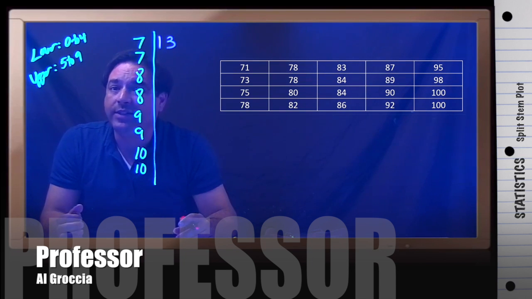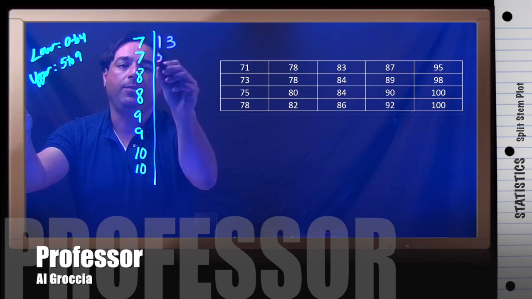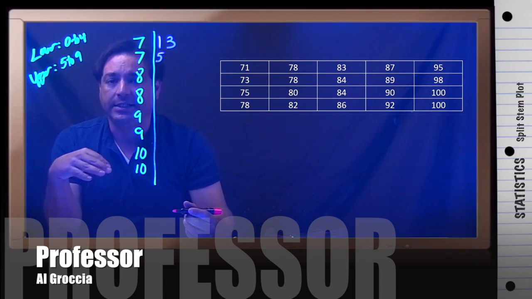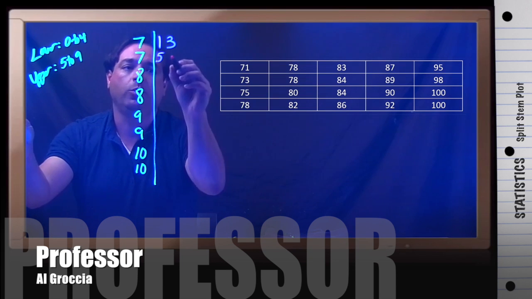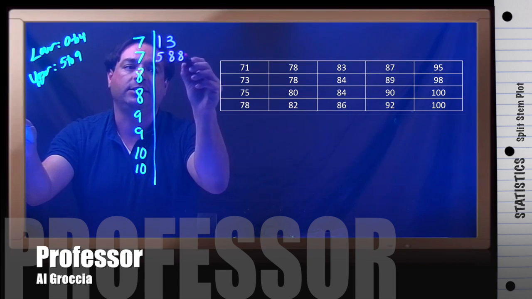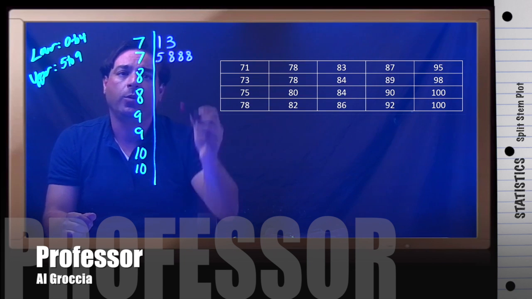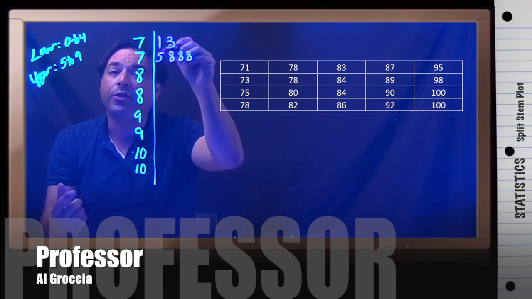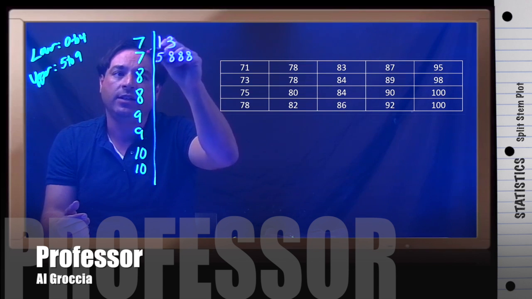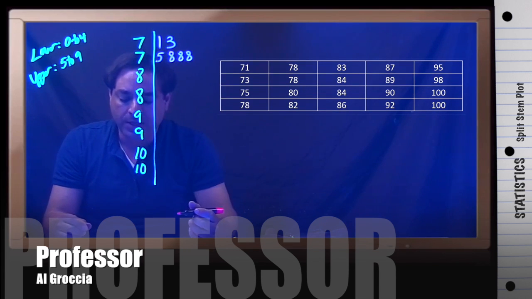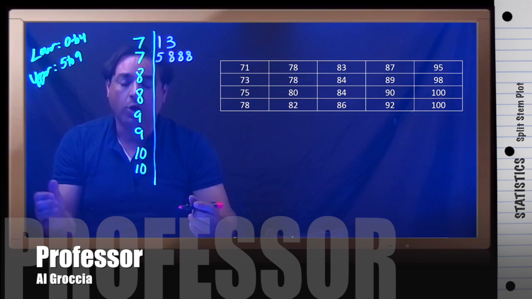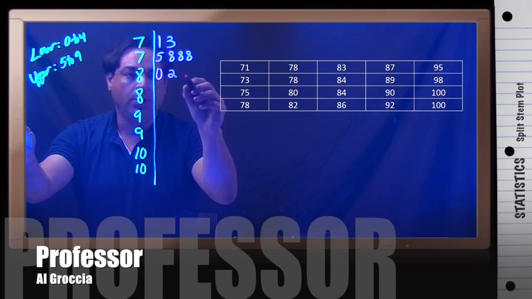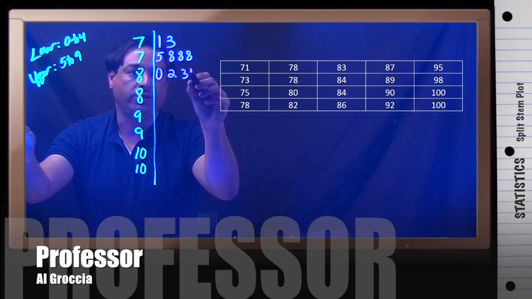Our next number is a 75. So the 5 will put us in the upper section. So will the 8. But notice we have 3 8s. To represent all three numbers, we're going to put 3 8s. So let's review. We have a 71, a 73, a 75, and 3 78s. 78, 78, 78.